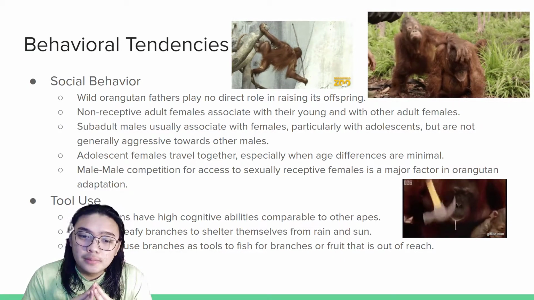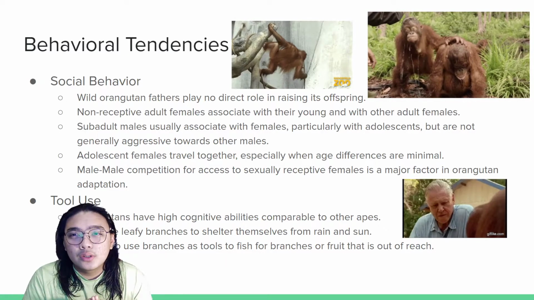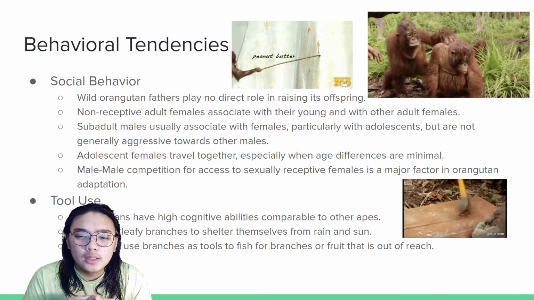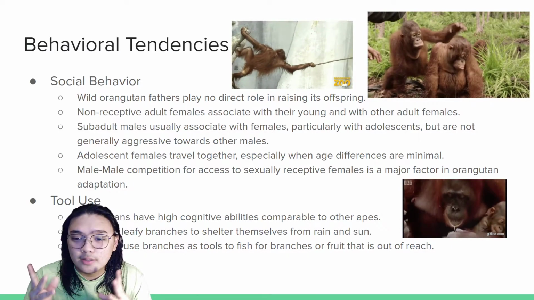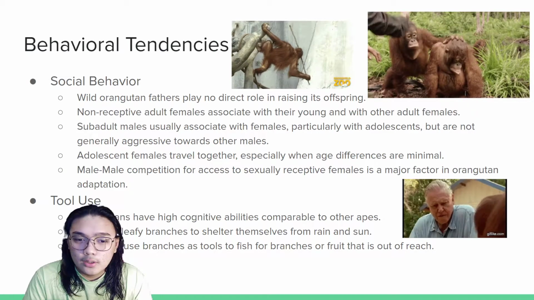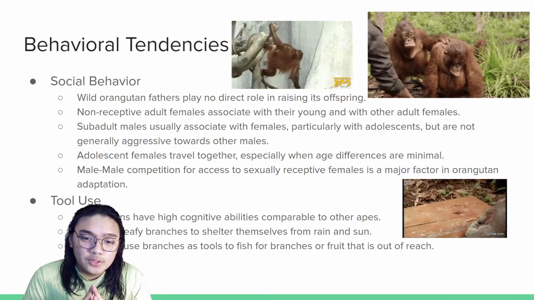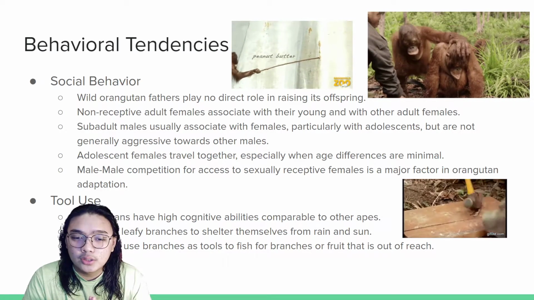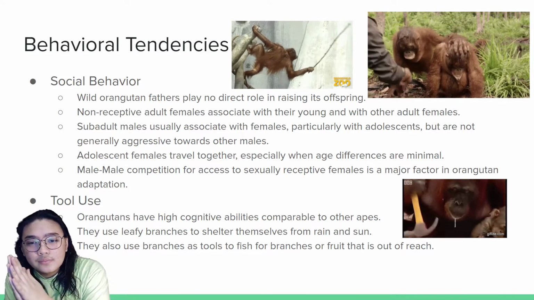The adolescent females travel together, especially when age differences are minimal. And one reason why they do that is because in the Sumatra area, there are other animals living there besides them, so they might get attacked or something. That's why they try to protect each other by traveling together. The male and male competition for access to sexually receptive females is the major factor in orangutans' adaptation. Yep, they fight for the females.